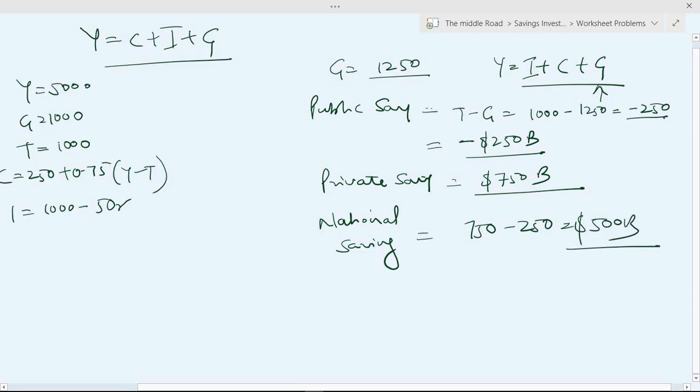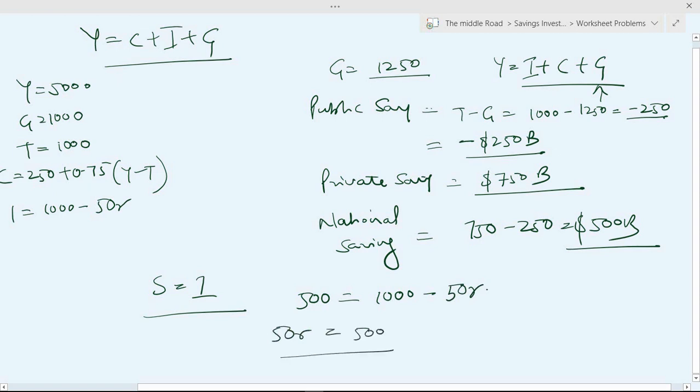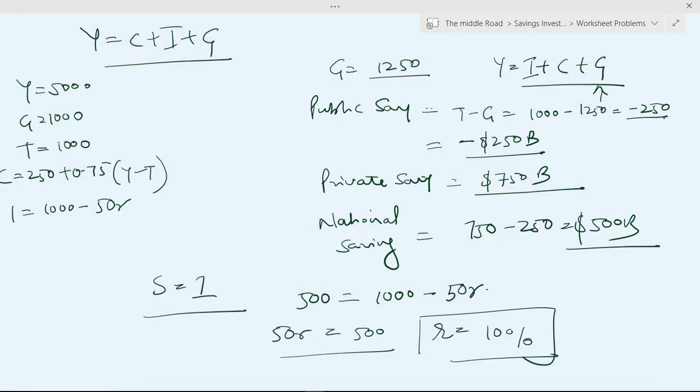So we now have a figure. Now we know at equilibrium interest rate, which is what we're going to be calculating again, S is equal to I. So what is S? S we have calculated, total national saving is $500 billion. The equation we have known is 1000 minus 50R. This is nothing but 50R equal to 500, or R is equal to 10%. So you have a new equilibrium interest rate.